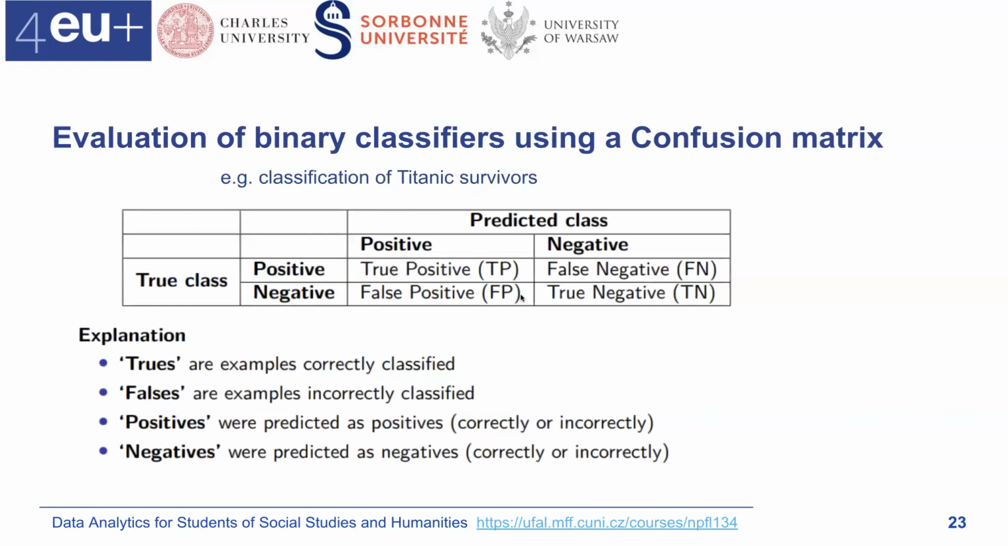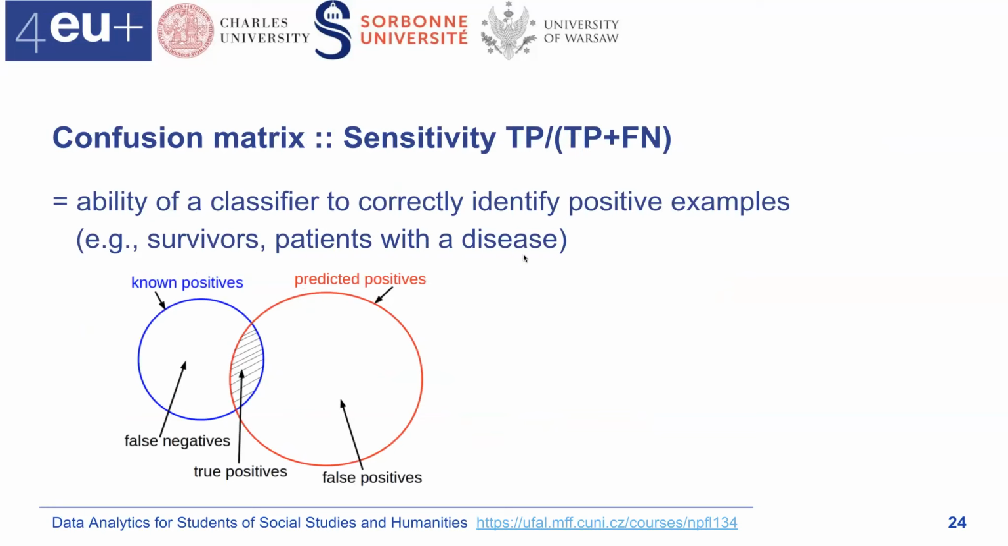And based on this confusion matrix, a number of performance measures is formulated. One of them is the so-called sensitivity or recall. It is a measure that quantifies the ability of a classifier to correctly identify positive examples. In other words, to correctly identify spams, to correctly classify Titanic survivors, patients with the disease, and so on.